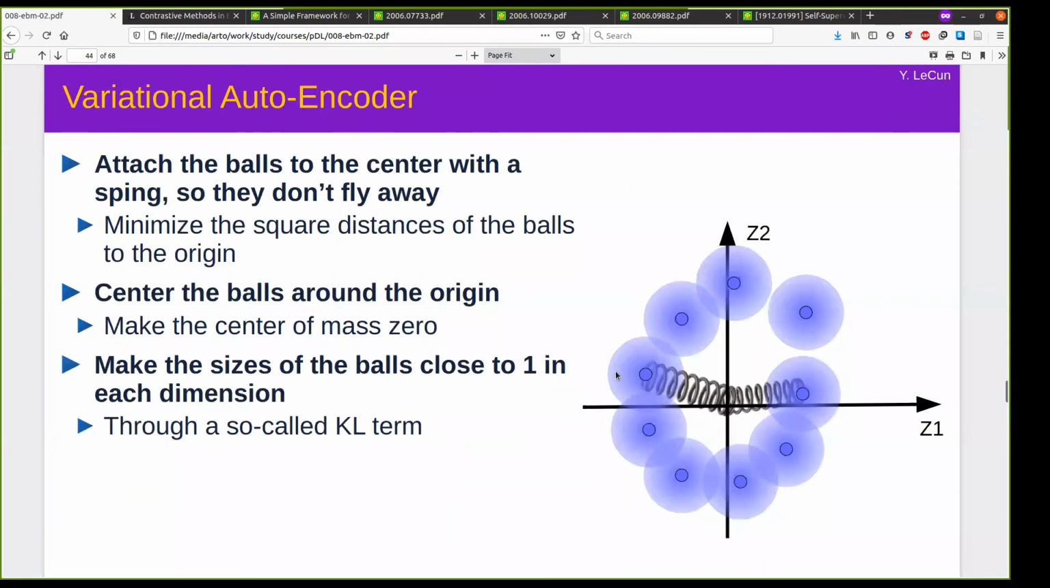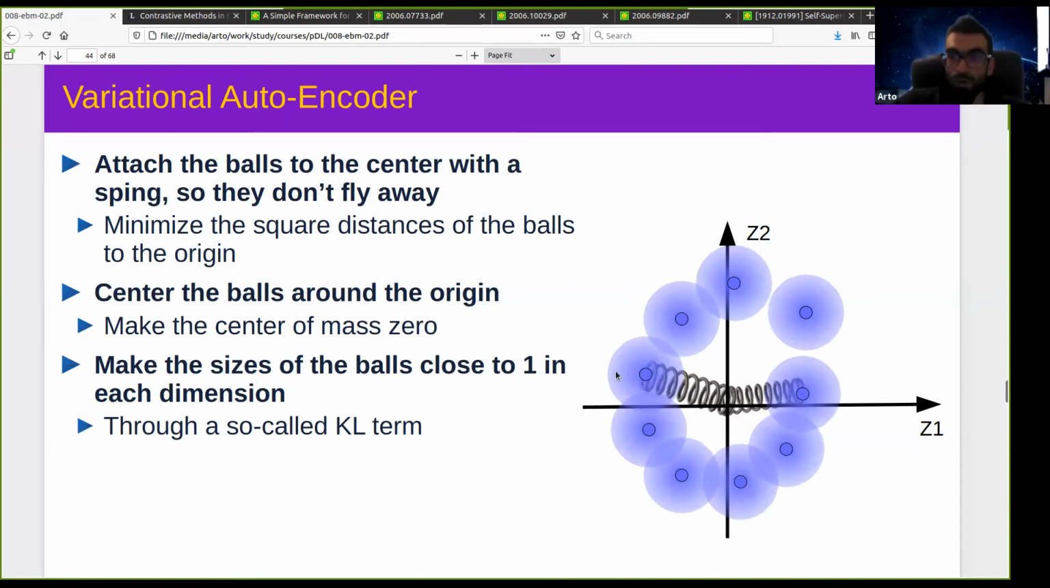So what if forcing the Gaussians to be zero mean unit variance Gaussians is not small enough? What if they still overlap? Yeah, actually we want them to overlap, but we want them to overlap in a meaningful way.